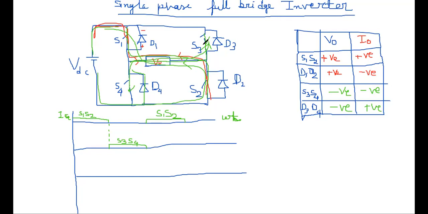But when S3 and S4 are closed, the voltage and current both will be negative. It will come from this direction, from this to this way. S3 S4. Okay, so negative to positive it is coming. So here both voltage and current will be negative.